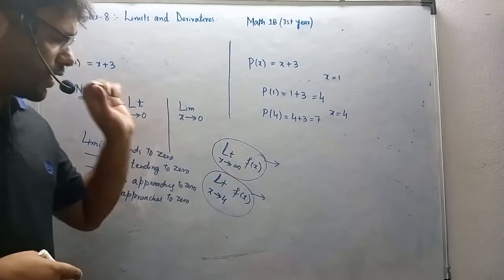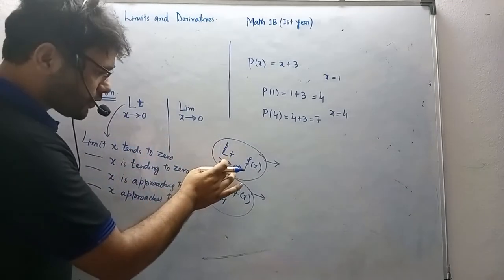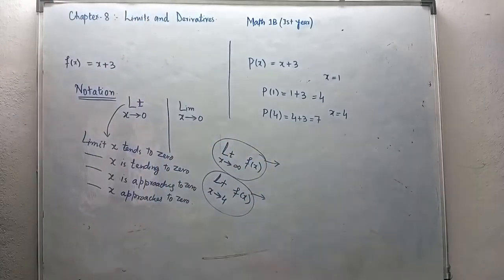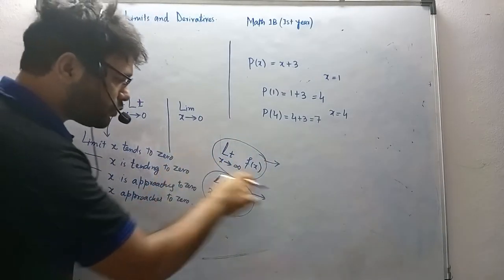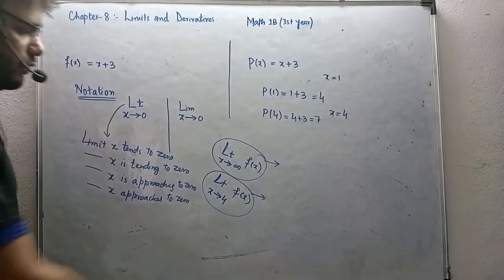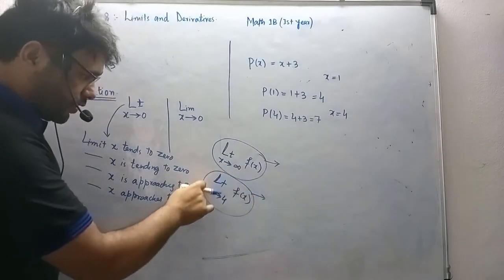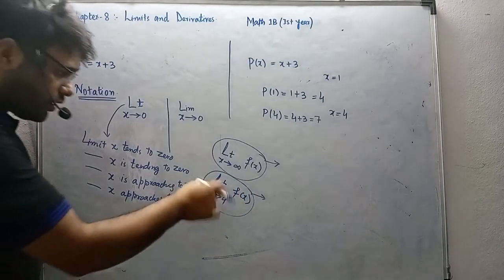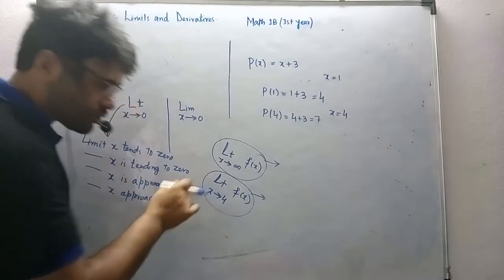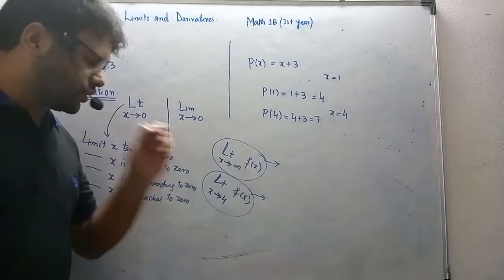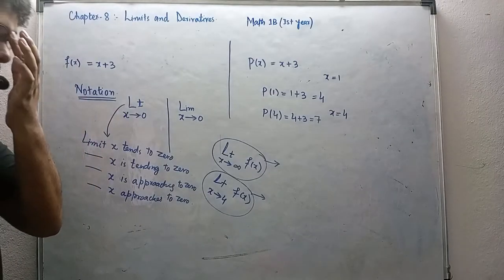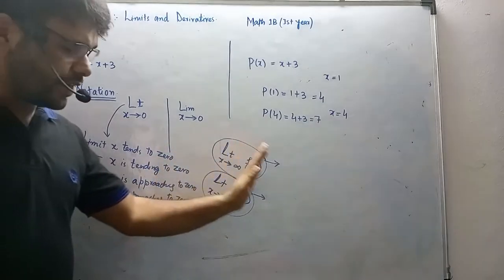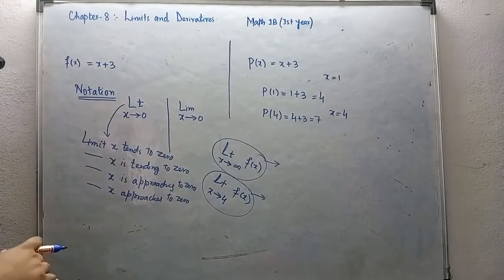So from here we can say the limit is the value of the function f of x when the input x is approaching infinity. And the limit is the value of the function f of x when the input x is approaching 4. So understand the question here. Once again, understand it. Repeat the video and understand what I said. Now coming to the next part.